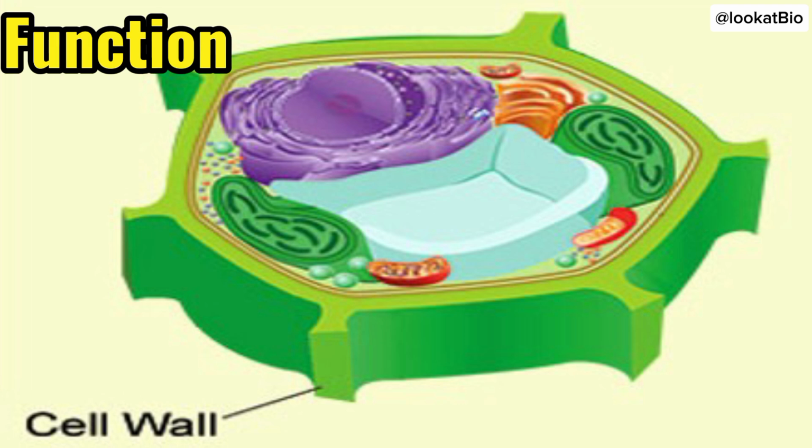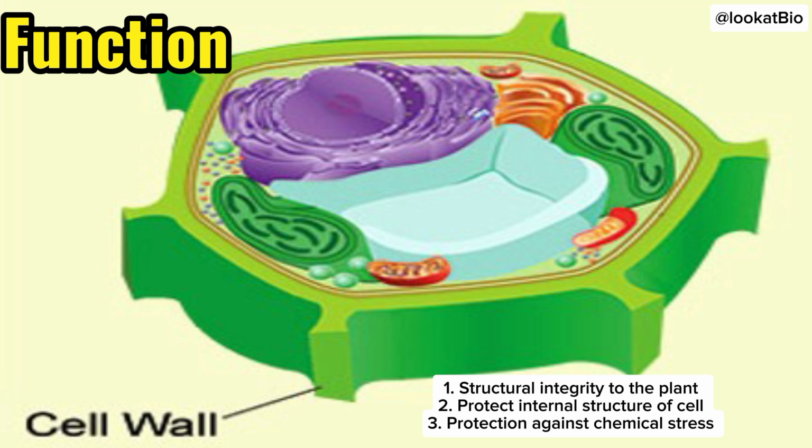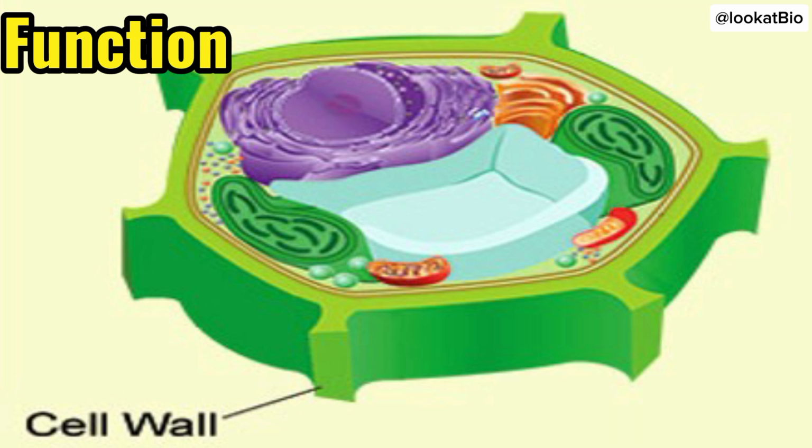Functionally, the cell wall provides structural integrity to the plant, also protects internal structures, and provides protection against mechanical stress. These are the structural and functional details of the cell wall.